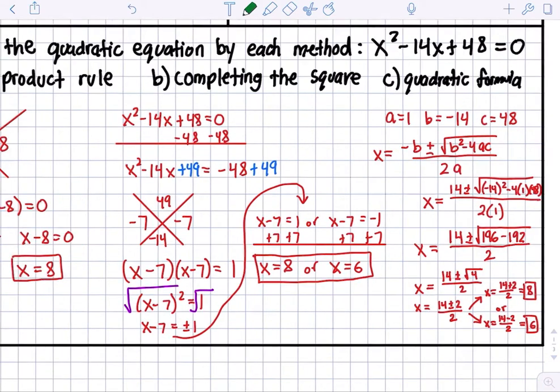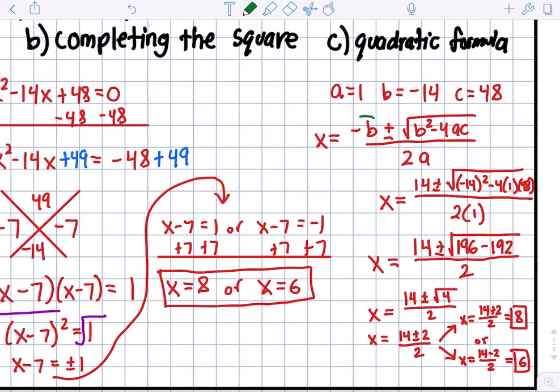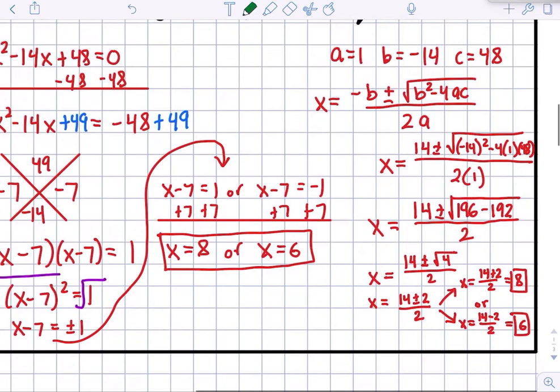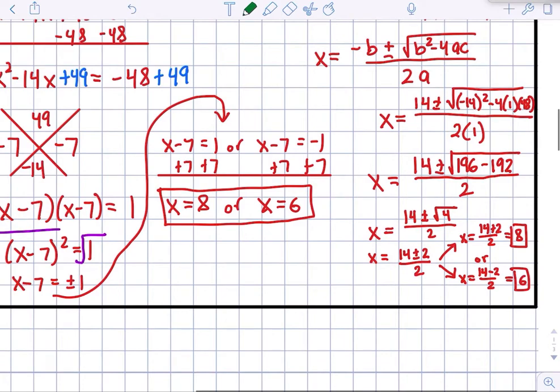So x is equal to a negative 14, which is positive 14, negative 14 squared, because that's b squared, minus 4ac, which is minus 4, times 1 times 48. So x is going to equal 14 plus or minus 196 minus 192 all over 2, which will give you guys 14 plus or minus square root of 4 over 2.